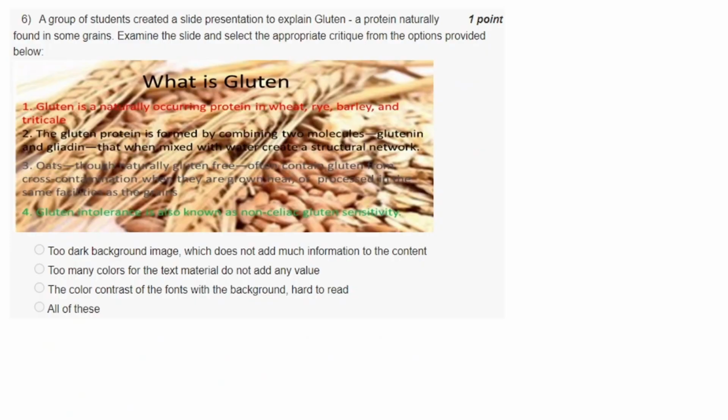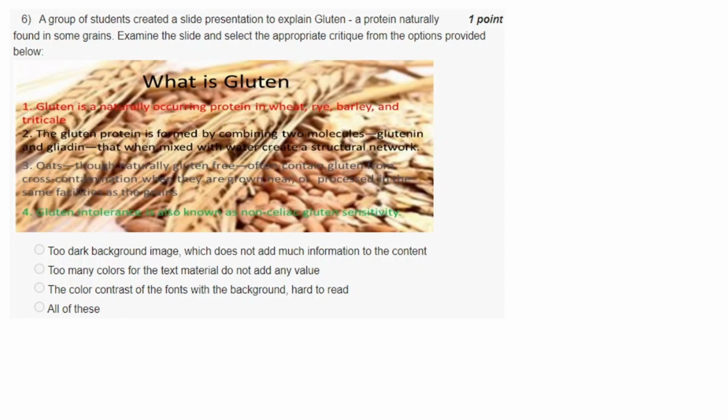Then moving on to the next question. A group of students created a slide presentation to explain gluten, a protein naturally found in some grains. Examine the slide and select the appropriate critique from the options provided below. Why do you think this is not a good slide at all? Which options do you think are the reason? All of these, ma'am. Anyone else?